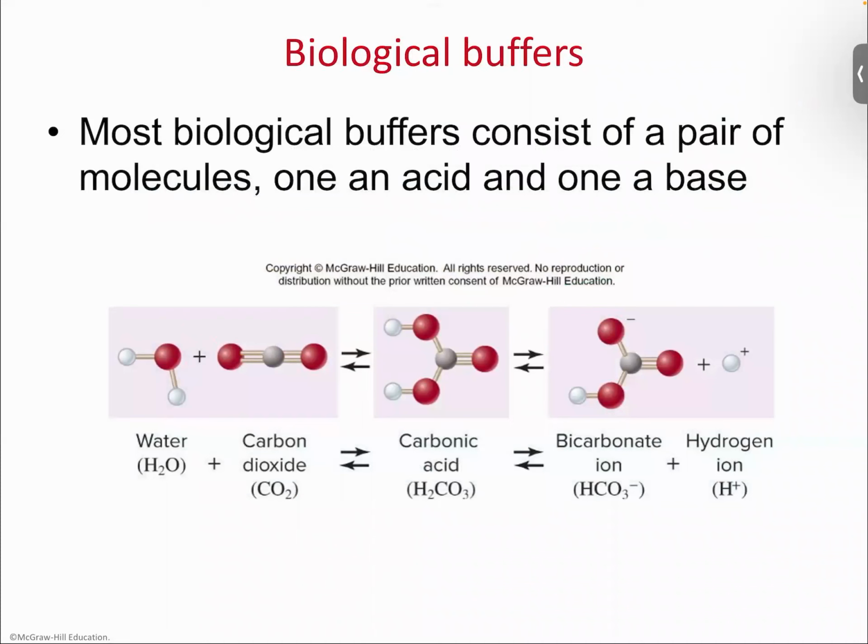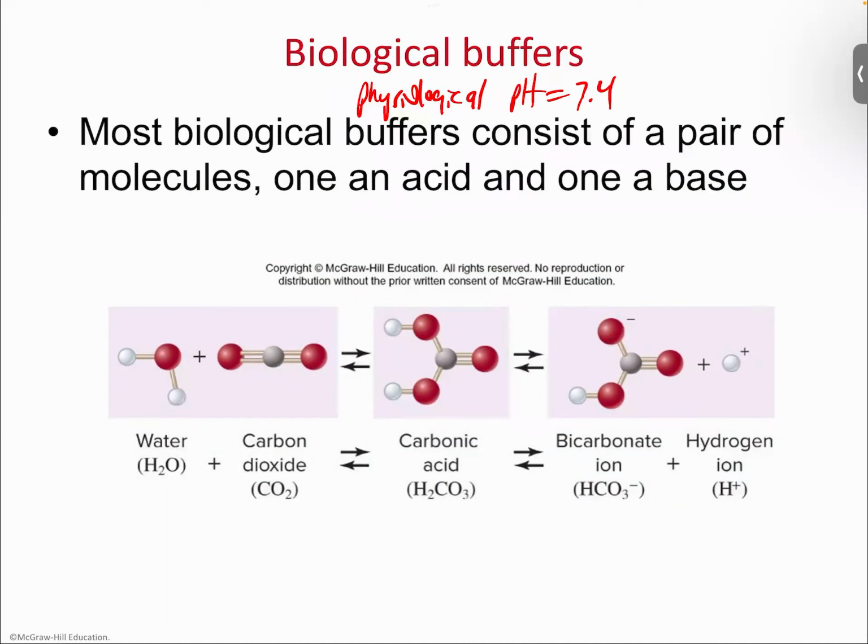So this is our biological buffer. Our physiological pH is right around 7.4. We maintain it right around 7.4. Take your blood, right? Your blood is about 7.4. Most of your body fluids are around 7.4, okay? And we maintain it there. That's why we offload acid in our urine, to maintain that 7.4.